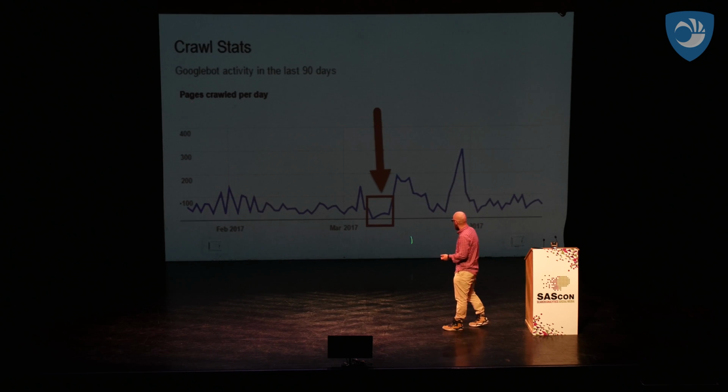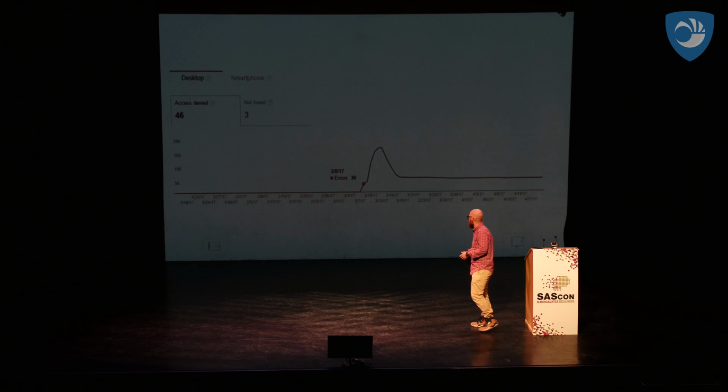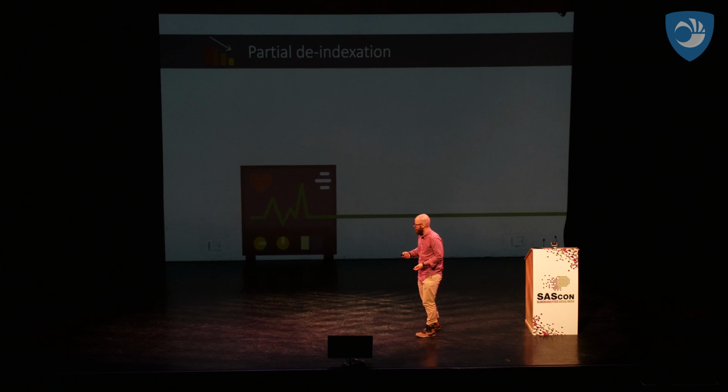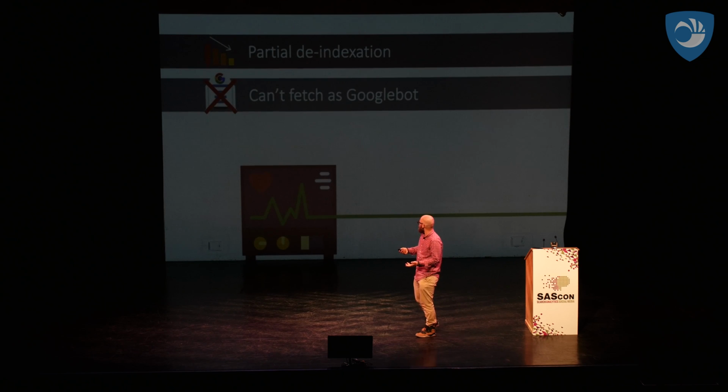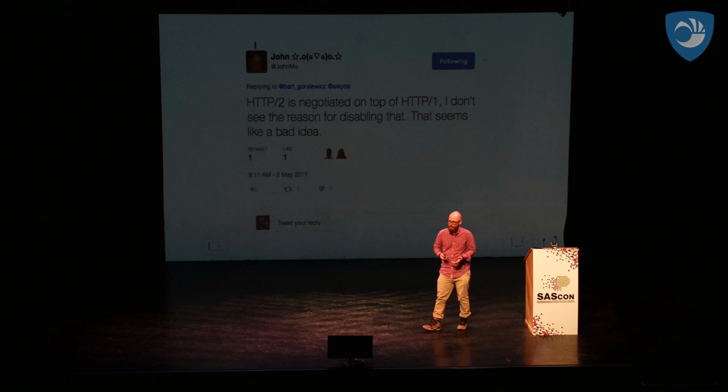And my website almost wasn't crawled by Googlebot, but after a few days, I started seeing a huge spike of 403 errors in my Search Console. I stopped the experiment when my website was partially de-indexed from Google. So you can't really fetch as Googlebot. They would show up as 403 errors, and your website is going to be de-indexed.